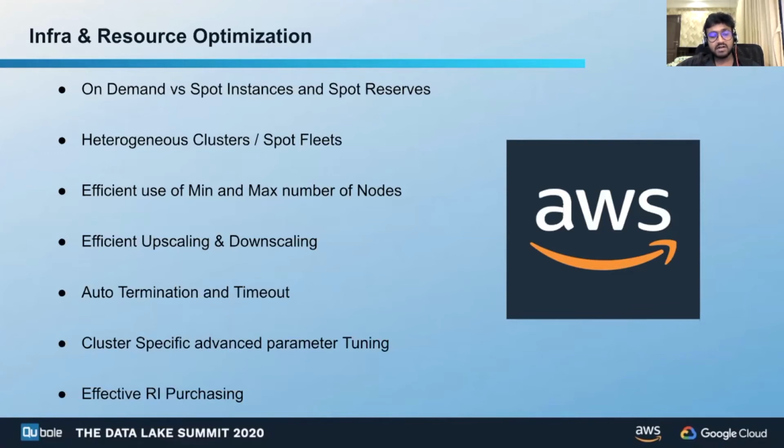So for example, our R5 X large instance has 4 cores and 32 GB of memory, whereas the R5 2X has 64 GB of memory and 8 cores. So rather than using an expensive R5 2X large at one point of time, if you have like 50 nodes, you can use 100 R5 X large instances.